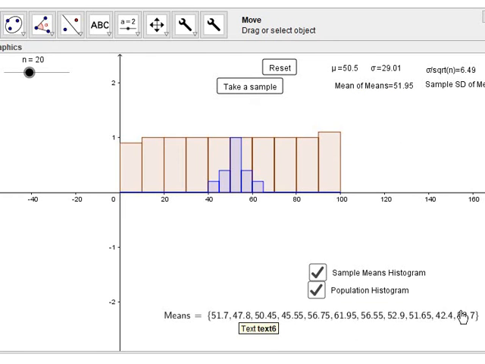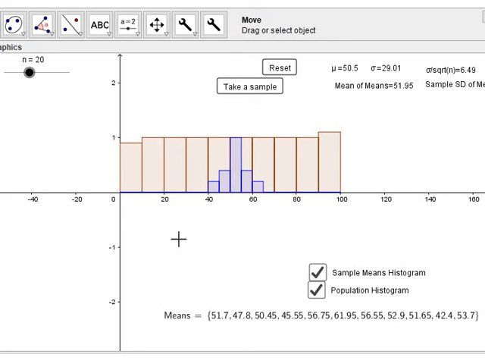Theoretically, if you were to take all possible samples of size 20, the mean would be exactly 50.5, and you'd have a nice, approximately normal distribution. So through simulation, this applet allows you to see that. So that's the big idea here that we're getting at. I'll officially put it up as what we call the central limit theorem in a minute.